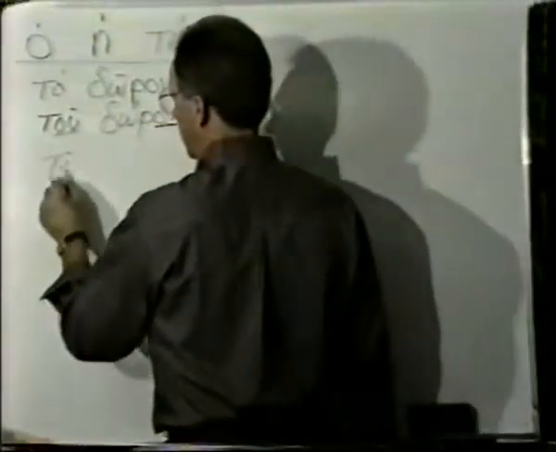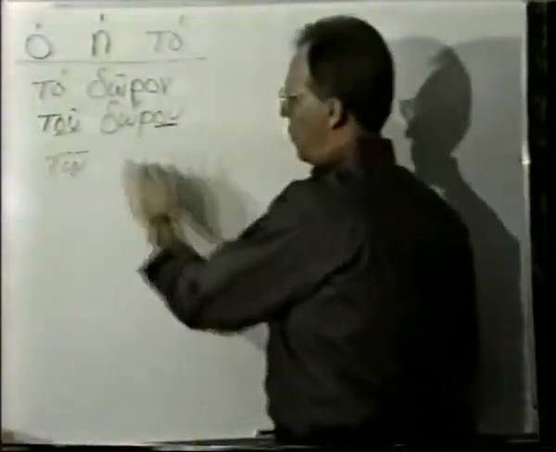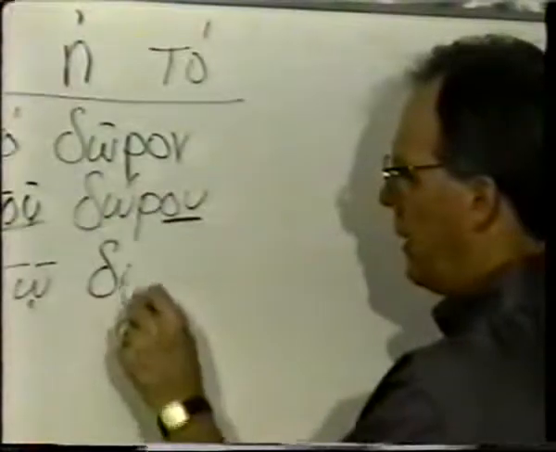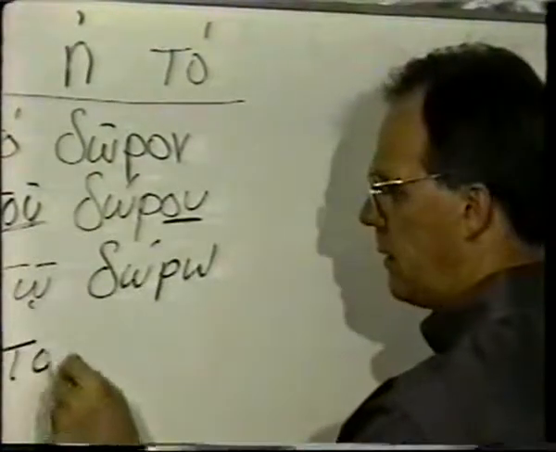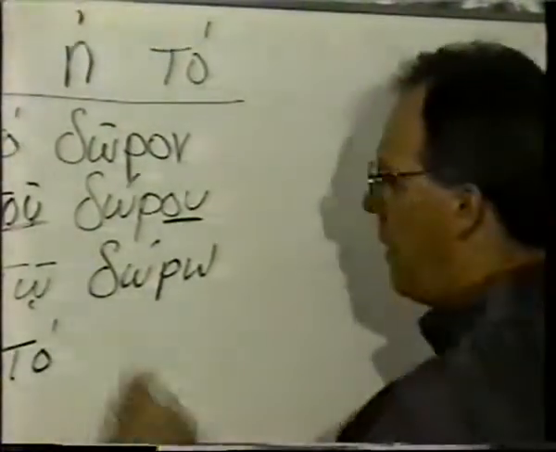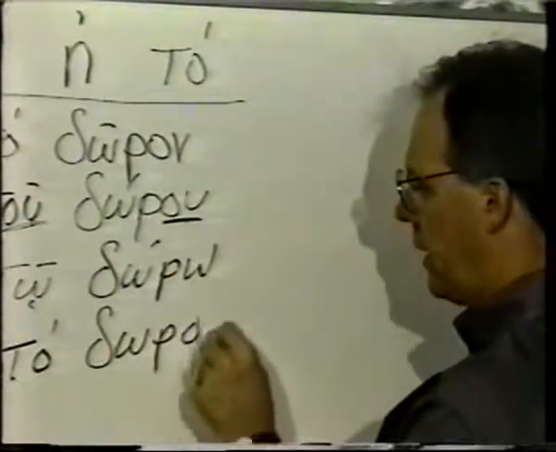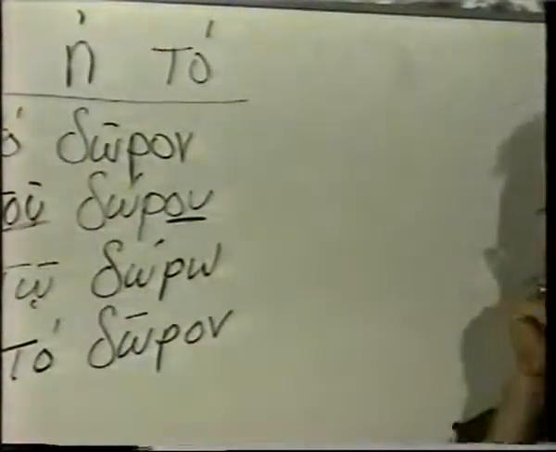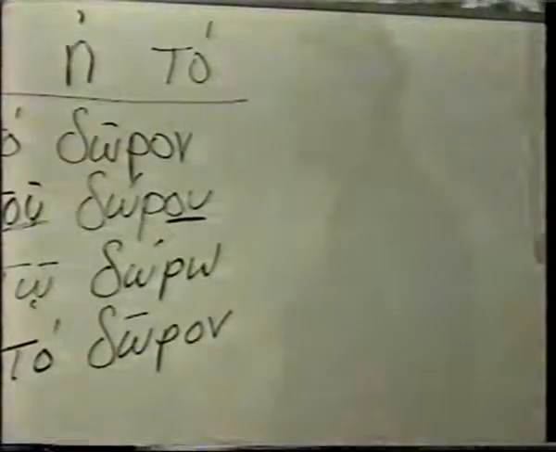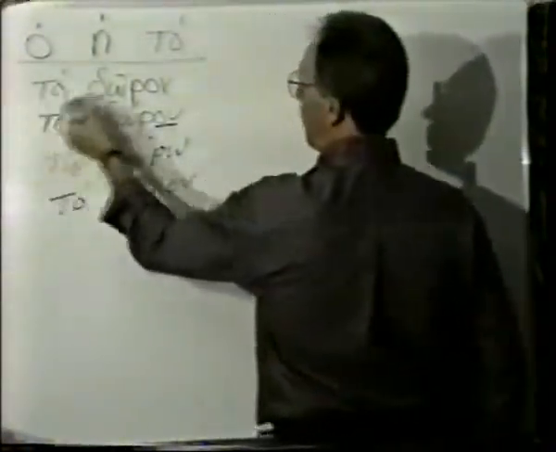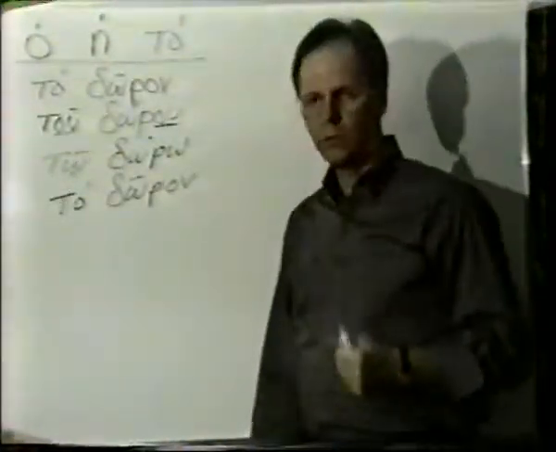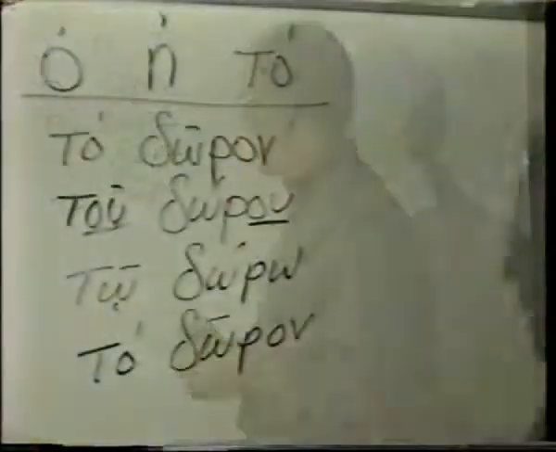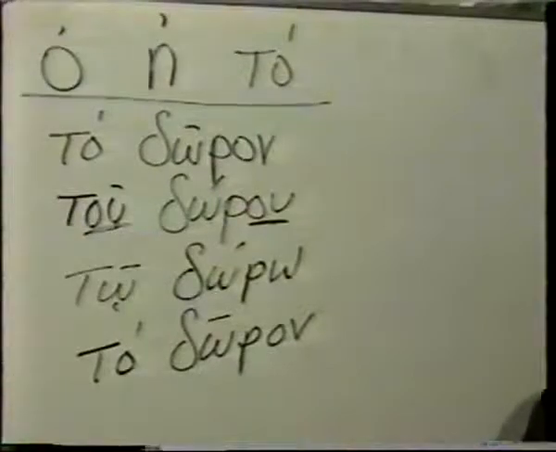The next form is this here, to, with our little iota subscript on the bottom, and the word then takes this appearance here, doro. And for our last, it is the accusative case, to, and the form of the word looks like this, doron. If you'll notice here, the accusative is in the same form as the nominative in the neuter case, that's what it is.